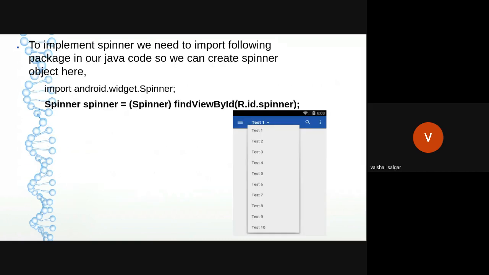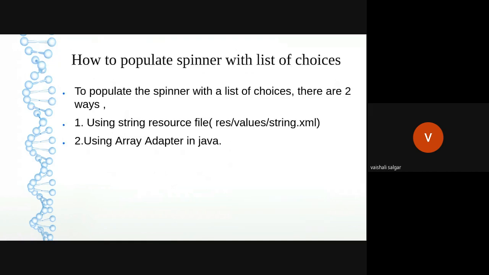Okay, so as I mentioned, we want to add a set of values to this spinner. In technical terms, this is called populating your spinner with a list of choices or a set of values. To populate your spinner, there are two ways, or two methods, by which you can add the set of values to the spinner.